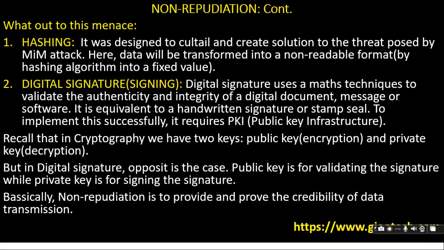Recall that when we are talking about cryptography, we are yet to go to cryptography. Recall that in cryptography, we have two keys, public key and private key. In cryptography, public key is for encryption and private key is for decryption. But in digital signature, the opposite is the case. Public key is for validating the signature, while the private key is for signing the signature. Remember I talked about signature when we were talking about repudiation. Okay? The signature here is what proves the authenticity of the information that you are sending across.